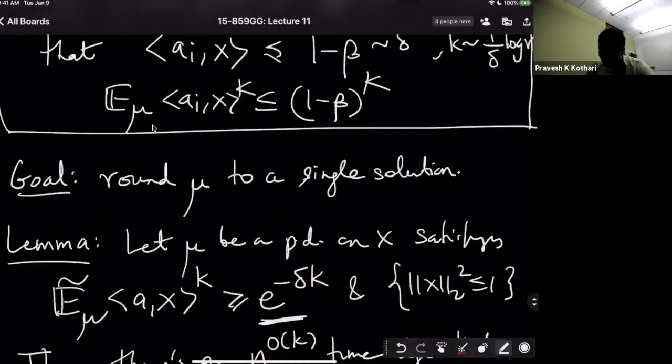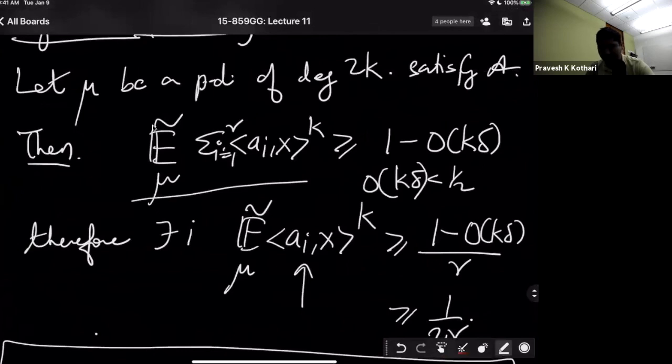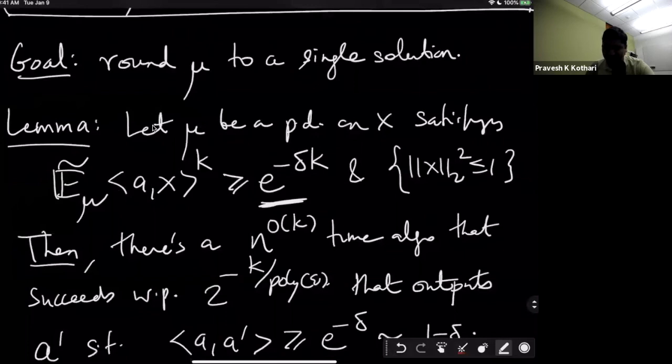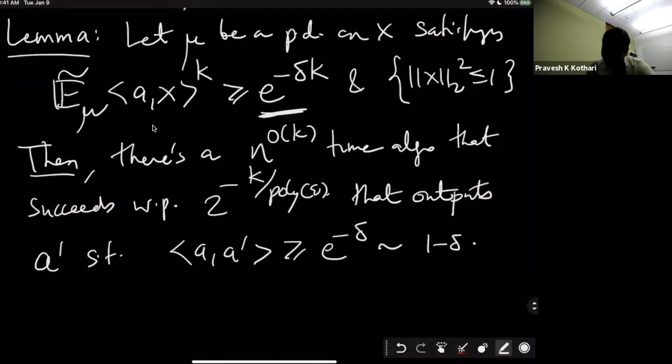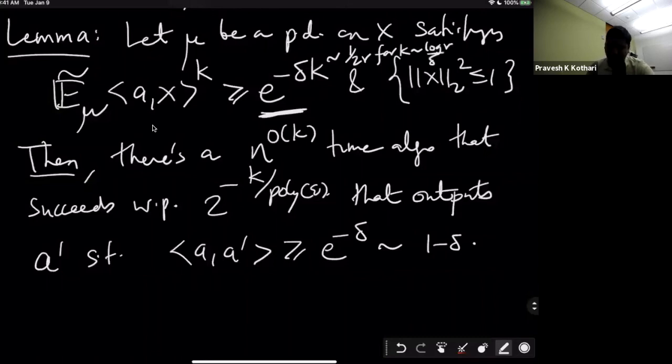So if I instantiate our situation with K equals log r over delta, then notice that e to the minus delta K is simply 1 over r. I've just parameterized it this way because it's easier to do this rounding task. Good. So what is it saying? It's saying if you have this condition, then in fact you can give an algorithm.